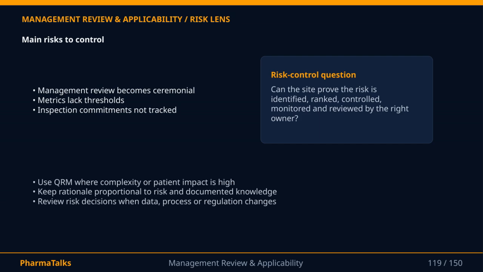To address these challenges, it's important to use quality risk management, or QRM, especially in situations where the process is complex or when patient impact is high. The rationale behind risk decisions should be proportional to the level of risk, based on documented knowledge, and always reviewed if there's a change in data, processes, or regulations. This keeps the risk management process dynamic and responsive, ensuring it continues to serve its intended purpose.